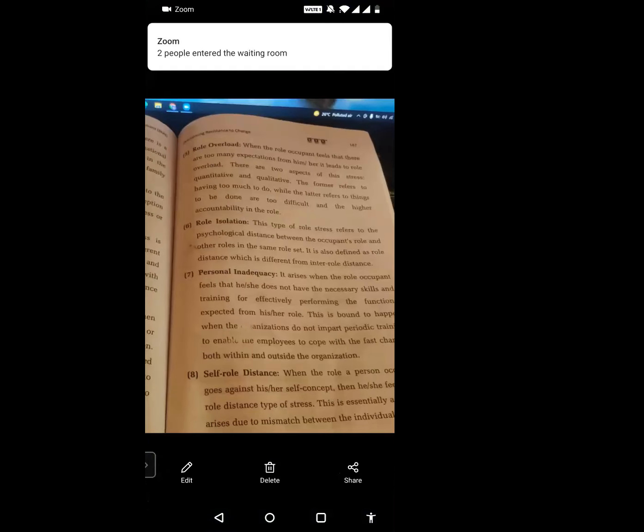Okay, we start with role overload. Sarita, continue reading, please. Yes, ma'am. Role overload. When the role occupant feels that there are too many expectations from him or her, it leads to role overload. There are two aspects of this stress, qualitative and quantitative. The former refers to having too much to do, while the latter refers to things to be done being too difficult, and the higher accountability in the role.